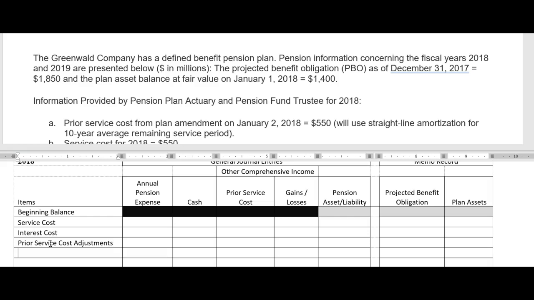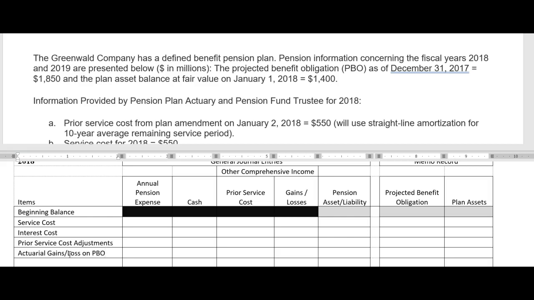Okay. Then the fourth thing that's going to be part of this is any actuarial gains or losses. Okay. Let's go back and fix that. I missed an A there. There we go. Actuarial gains and losses on the PBO.